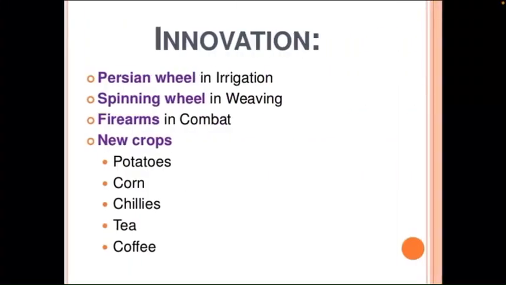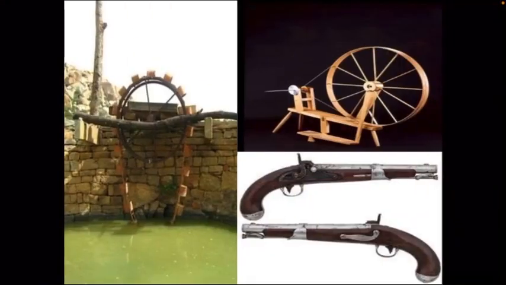There were different innovations during that 1,000 years. First one was the Persian wheel that was used in irrigation. Spinning wheel in weaving helped in weaving cloth. Firearms were used in combat, for fighting. There were different crops that were now being grown, such as potatoes, corn, chilies, tea, coffee, etc. You can see some of them in these images: the Persian wheel, the firearms, the spinning wheels, etc.